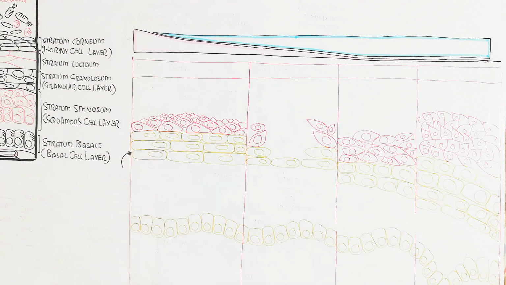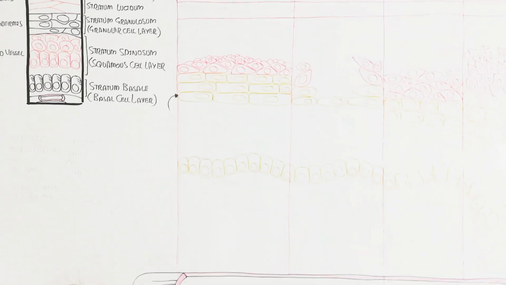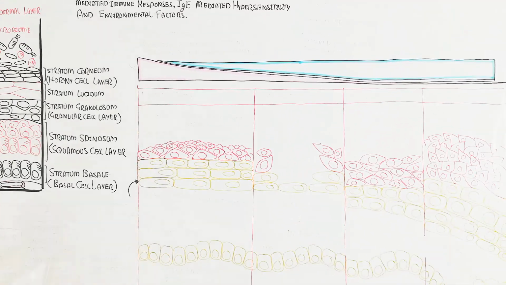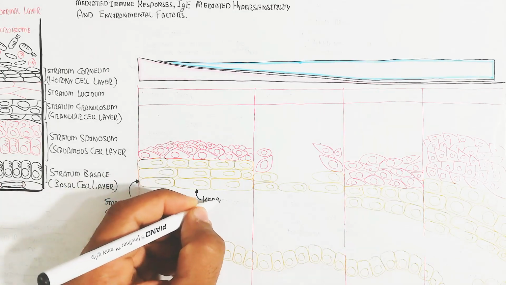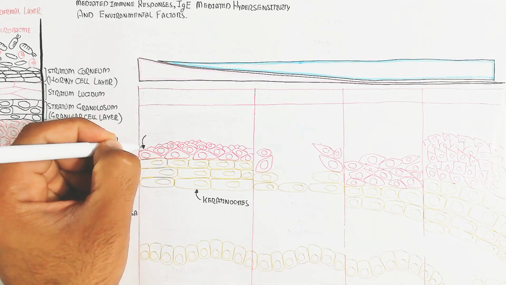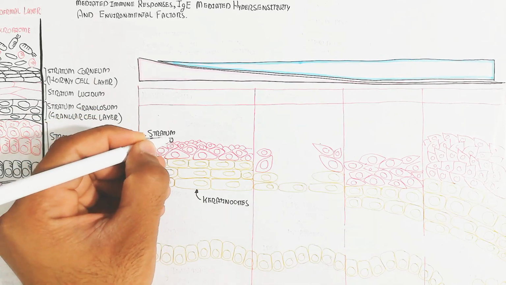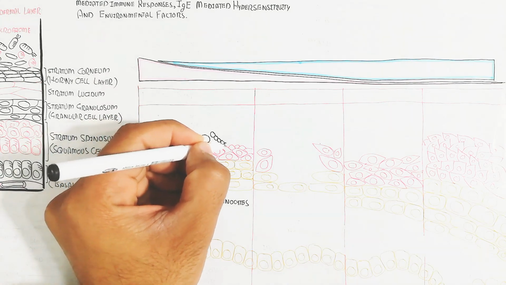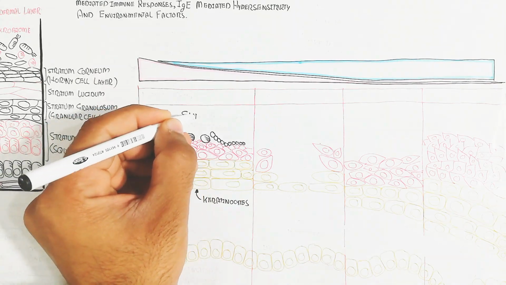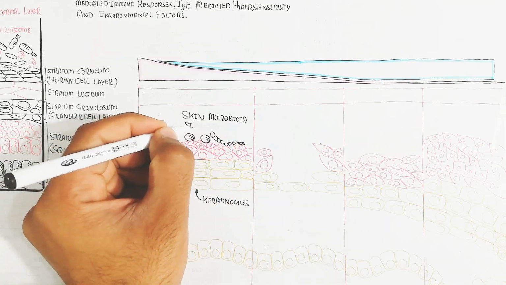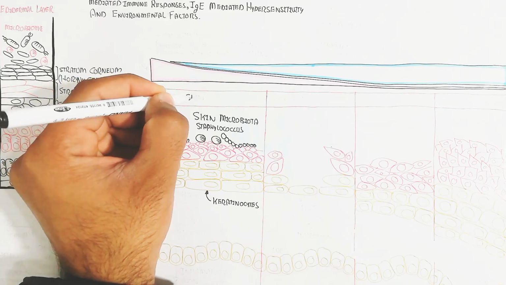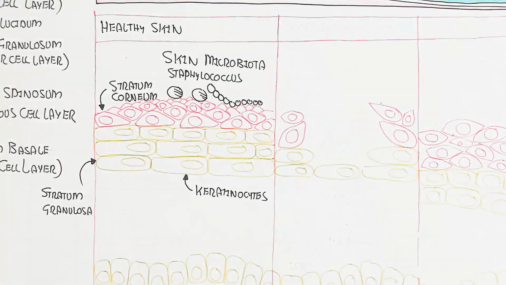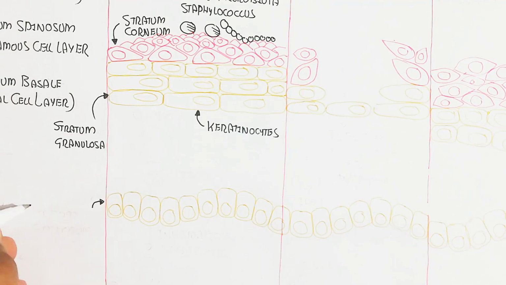Let's understand the bigger picture. This is the bigger picture. We will understand the immune response during the inflammation and the skin dermatitis. This is the stratum granulosum, and the stratum spinosum is present. Between the stratum spinosum and stratum granulosum, the innate immune cells are present, and in the upper part of the skin the microbiota are present, like Staphylococcus and other pathogenic bacteria.